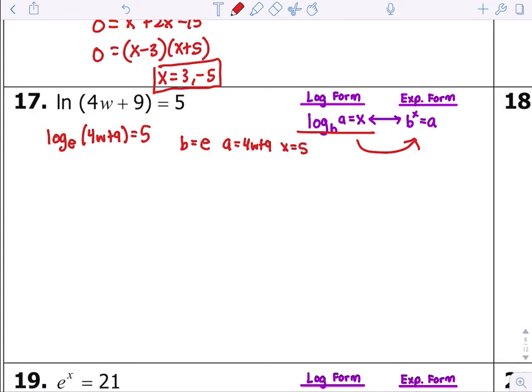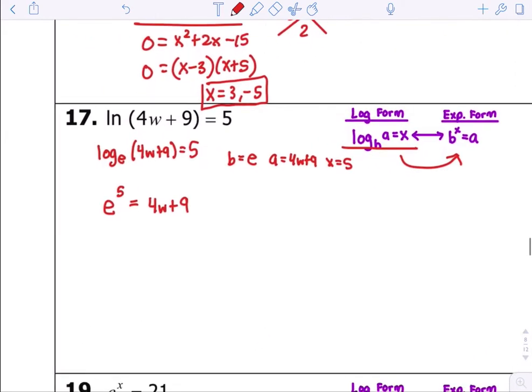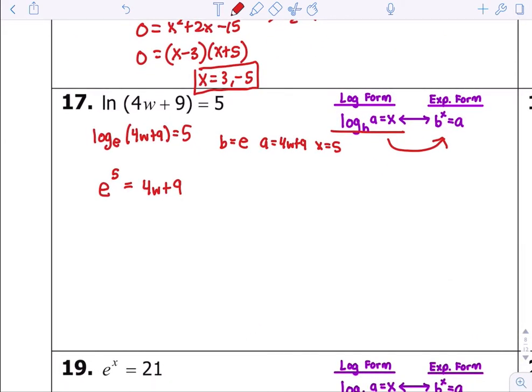So now let's just plug these in to make it exponential form. So in exponential form, it's b. So our b is e, b to the x power. So our x is going to be 5, and our a value is going to be 4w plus 9. And now we solve. So subtract 9 from both sides. So e to the 5th minus 9 is equal to 4w. Divide both sides by 4. e to the 5th minus 9 all over 4 is equal to w.